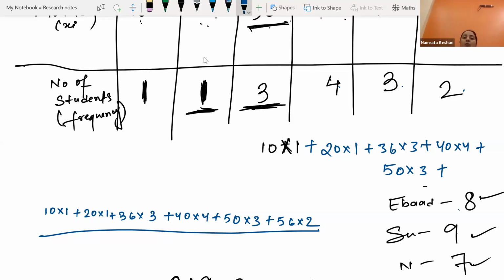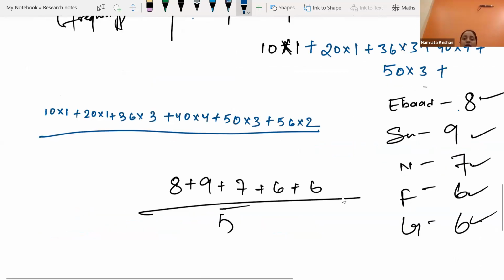But here how many students are there? So we will be adding the frequency. ओके, फ्रीक्वेंसी को ऐड करेंगे तो हमें पता लगेगा कि कितने स्टूडेंट्स हैं. ओके, सो 1 + 1, देन +3 +4 +3 +2, ये सारे फ्रीक्वेंसी को जैसे ही हम ऐड करेंगे तब हमें पता लगेगा कितने स्टूडेंट्स हैं.